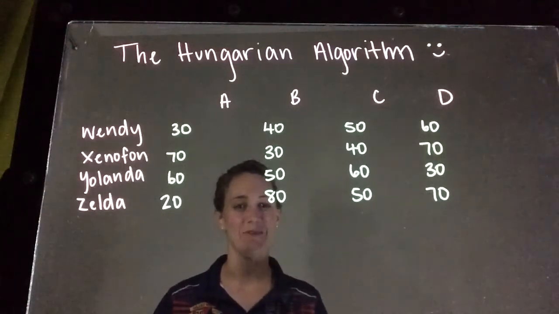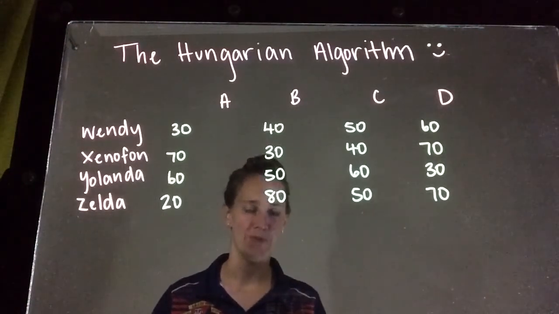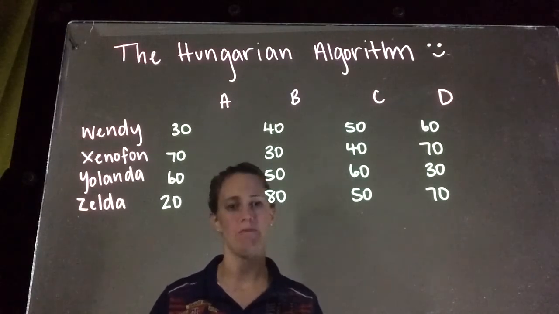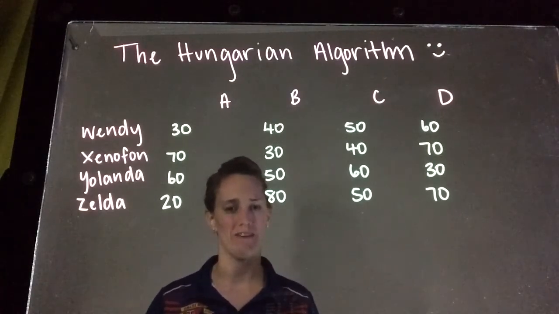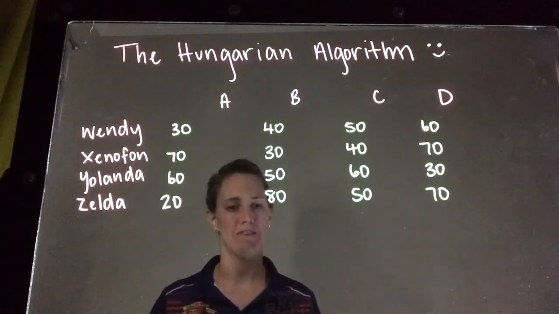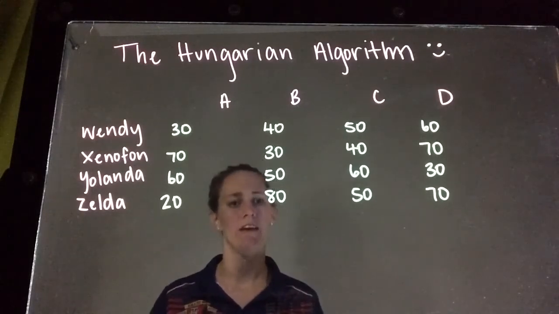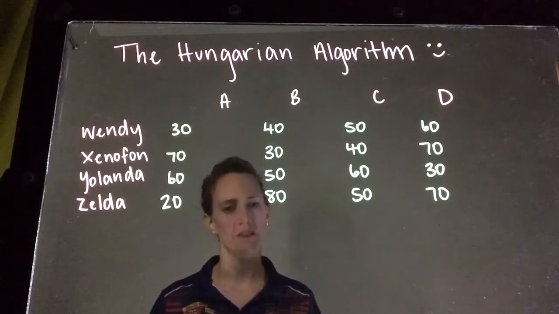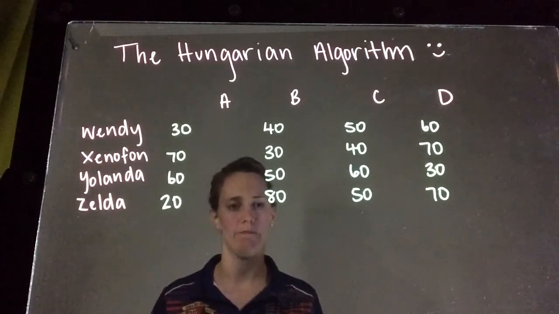Hello, today we're going to be working on the Hungarian algorithm. It's shown in chapter 11b of your textbook and is discussed on pages 448 and 449. Now the Hungarian algorithm doesn't actually have a specific example associated with it, so I'm going to be using what they discuss on those two pages to talk you through how we apply the Hungarian algorithm.